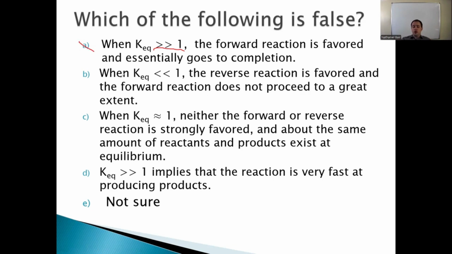Taking a look at B, B is also 100% true. Okay, if the constant is way less than 1, then essentially the reverse reaction is favored. It is all reactants, very little products. So B is true. In C, if the equilibrium constant is close to 1, neither side strongly favored. That is 1,000% true. So D must be and is our false statement. If the equilibrium constant is much, much greater than 1, that implies the reaction is fast.